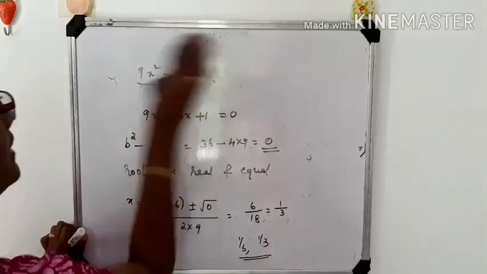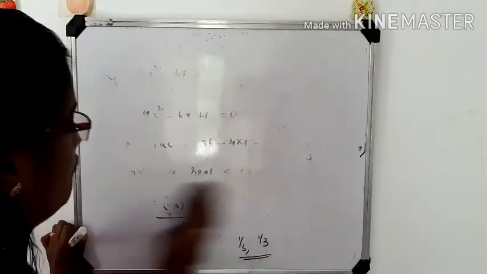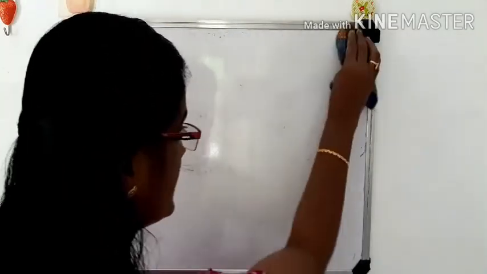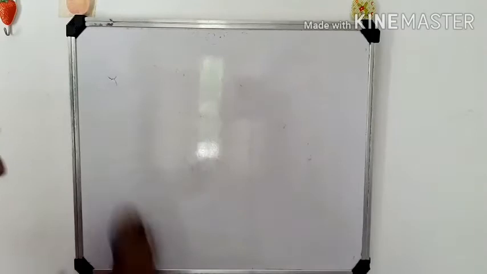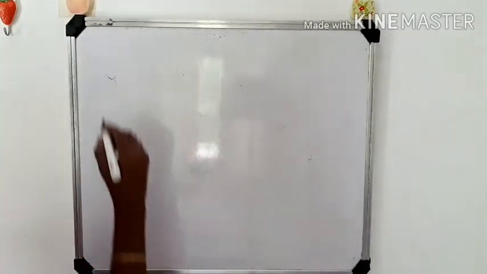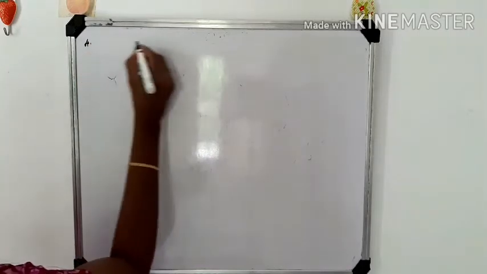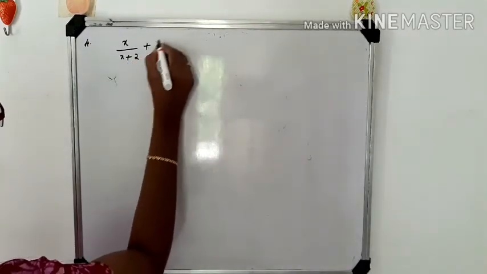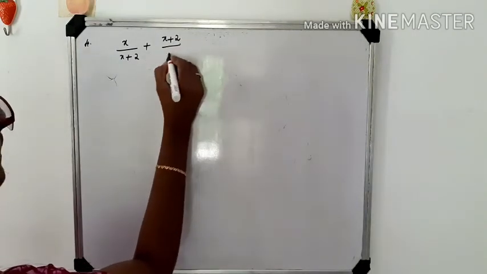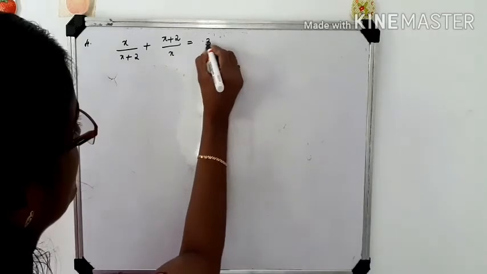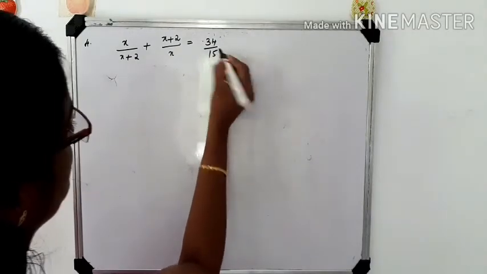Now question number 4, the fourth question. The question was, the denominator of a fraction is 2 more than the numerator. The sum of the fraction and its reciprocal is 2 4 by 15. Find the fraction. So question number 4. Let the numerator be x, then the denominator is x plus 2. x by x plus 2 plus x plus 2 by x is equal to 2 4 by 15, which means 34 by 15.